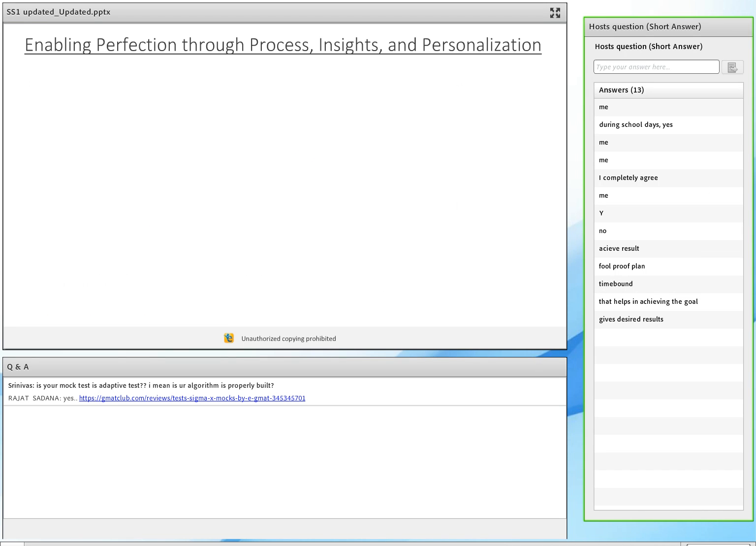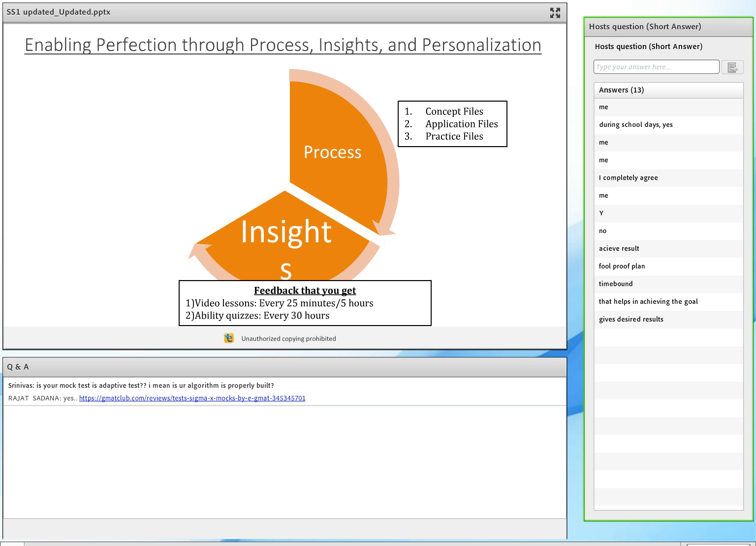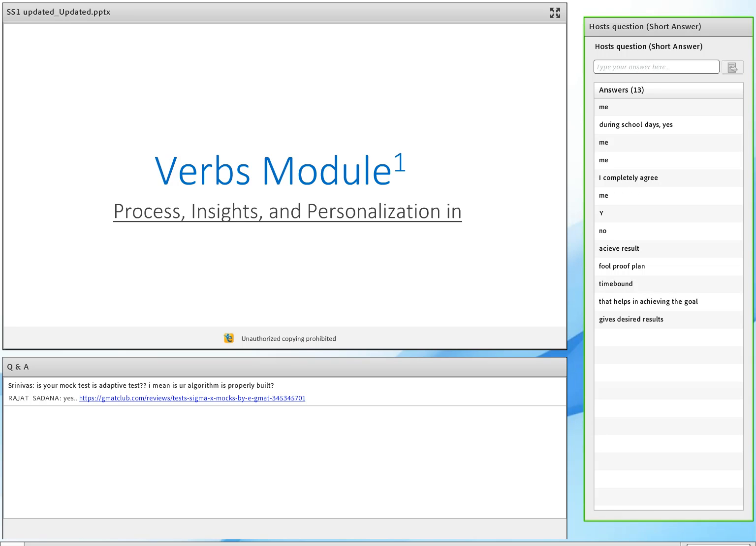So how do you get to that 720, 740, or 760 score? You get there when you follow the right process in which you learn in our concept and application files. You get insights that are personalized to you, not just through the video lessons, but also through the ability quizzes and Scholarium. And then you personalize your learning right from the very beginning, starting with that study plan, and going towards the far end through that skill data part, which tells you these are your strengths, these are your weaknesses over here.